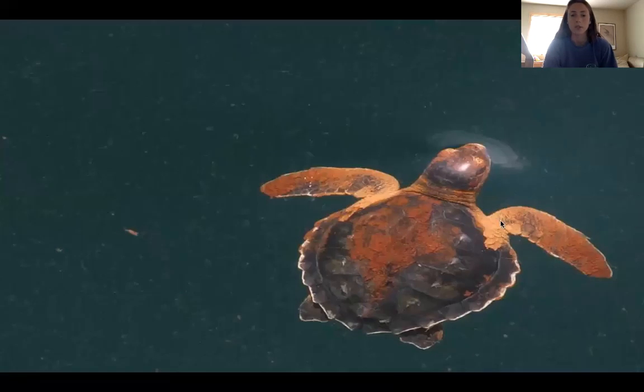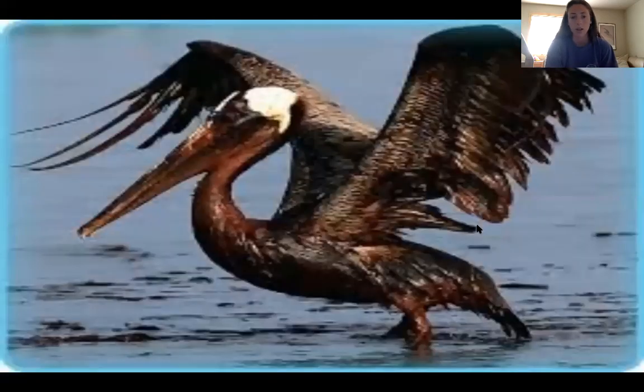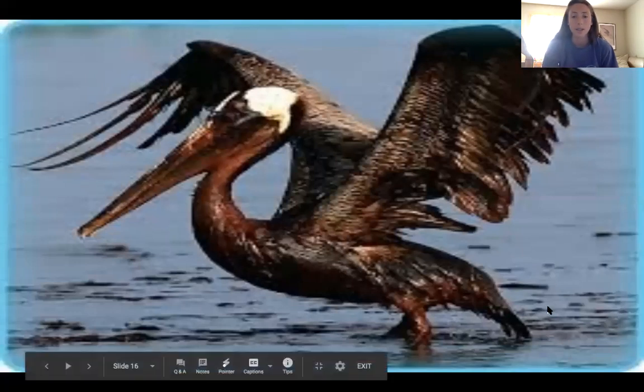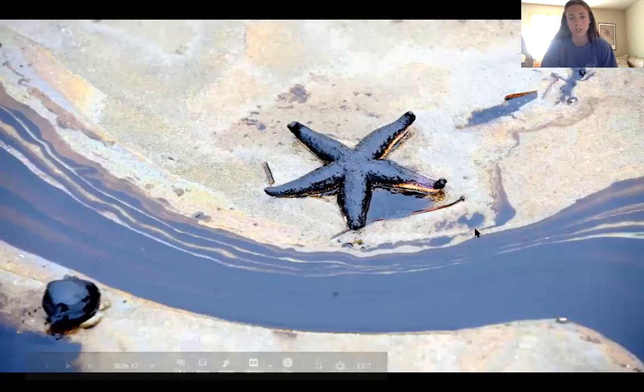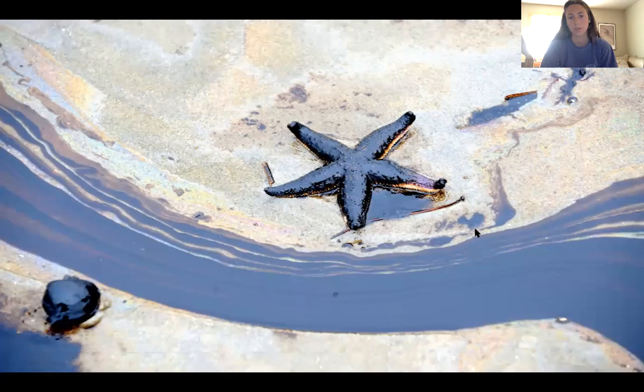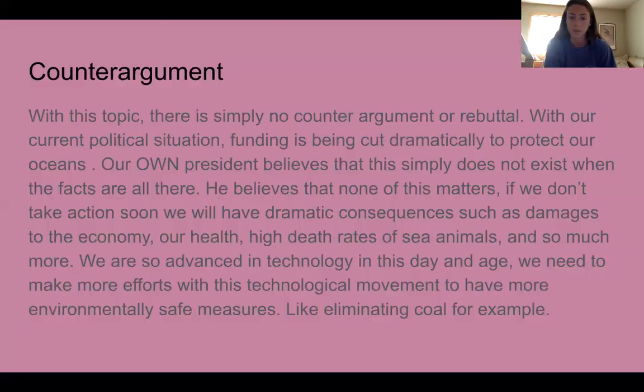So here is a picture of just a juvenile sea turtle caught in this oil mess. It's obviously very damaging to their life cycle. This is a bird covered in oil. They can't take off for flight with all the oil on their feathers, which is very sad. And if they digest it, they get chemical poisoning. Same with this starfish. It's covered in oil, and probably is being exposed to chemical poisoning as well.